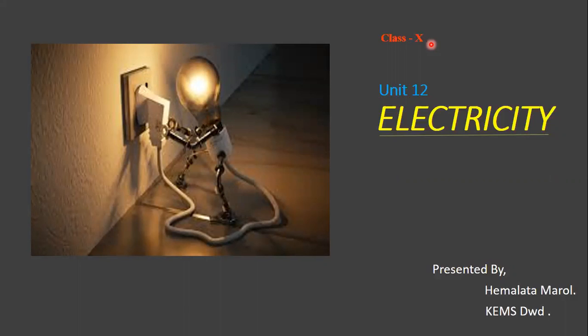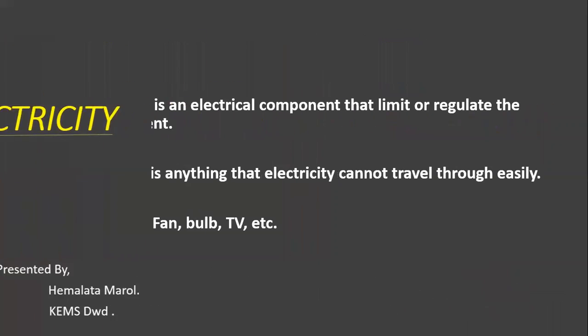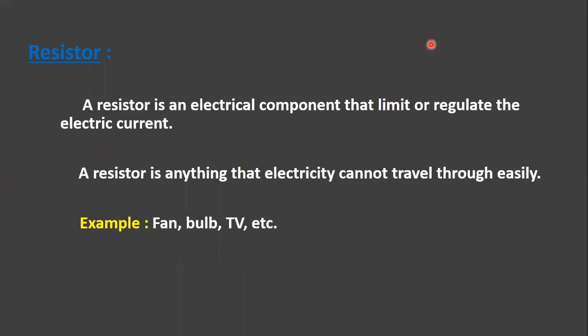We also discussed the factors on which the resistance of a conductor depends. It depends on its length, second on its area of cross section, and third on the nature of its material. Now today in this class we will study resistors and the resistance of a system of resistors.